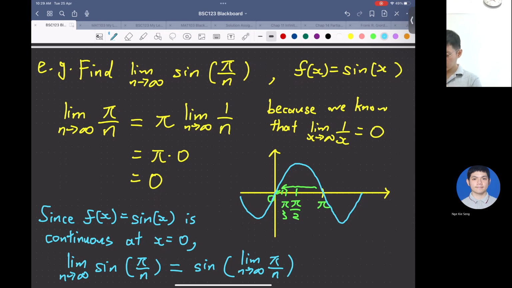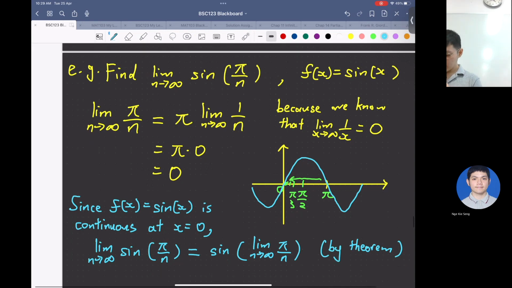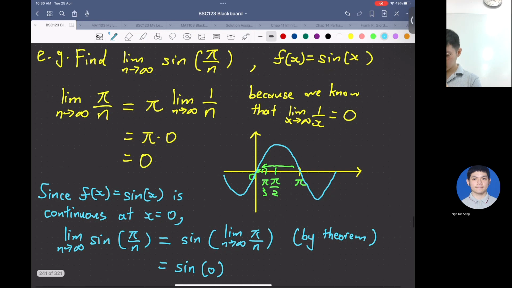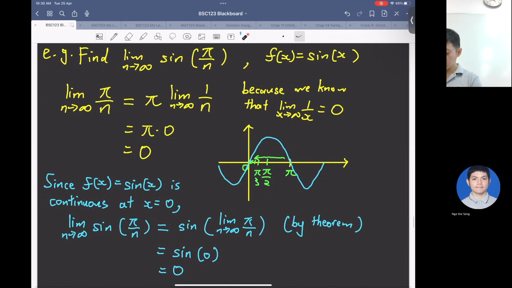Okay, so this is by the theorem just now. Since it is continuous at the limit point of your a_n, we can bring the limit in, and then we evaluate this number, sine 0, which is 0. From the picture, you can also see that it converges to 0.